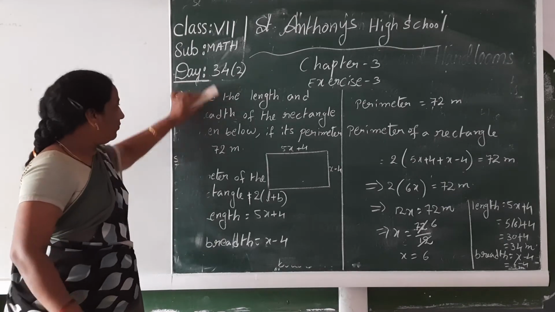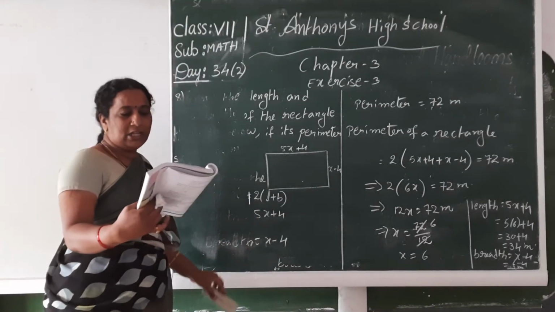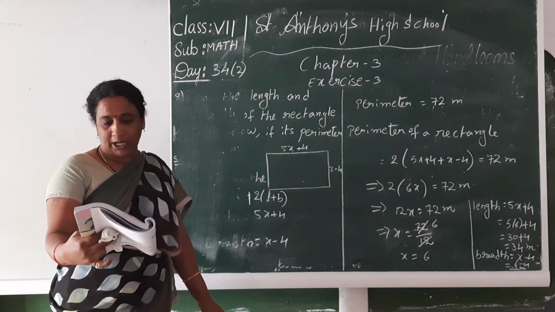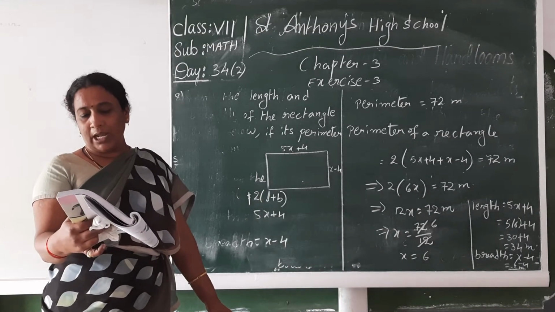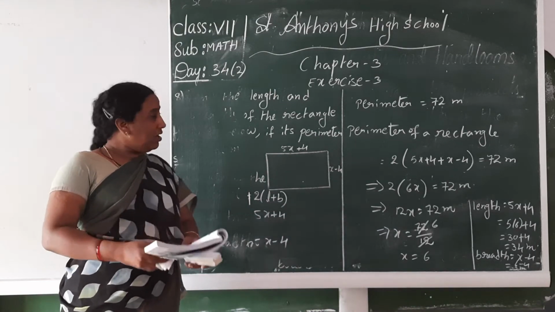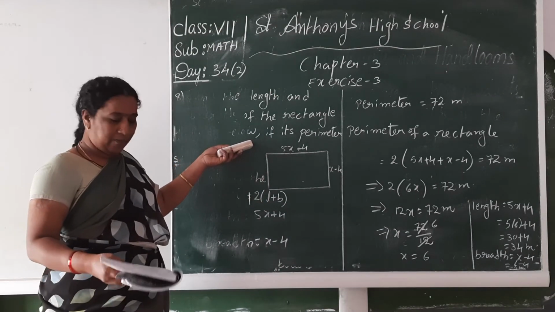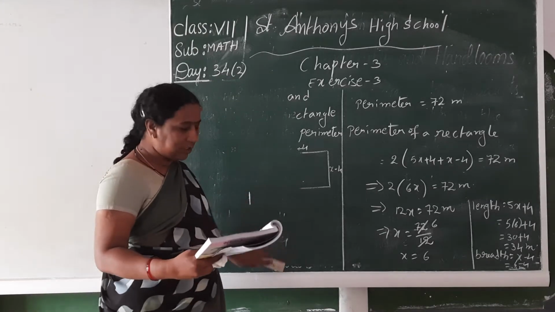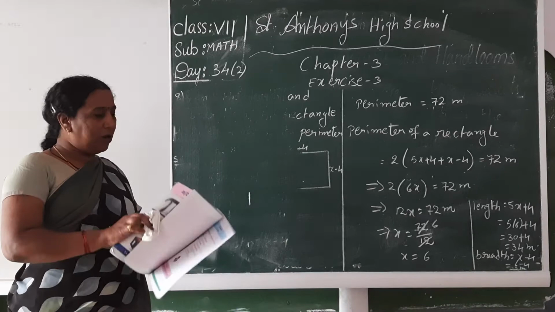Ninth problem. Here what is given? Length of the rectangle exceeds its breadth by 4 meters. If the perimeter of the rectangle is 84 meters, find the length and breadth. We already made one problem the same. Based on this one, I have to complete this ninth problem also. Now coming to 10th problem.